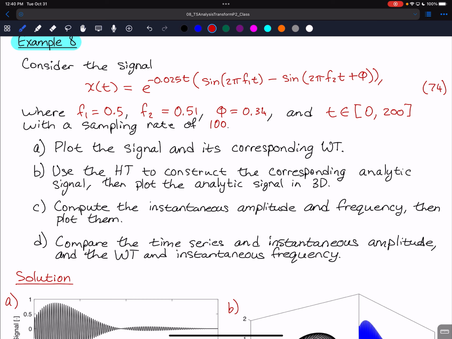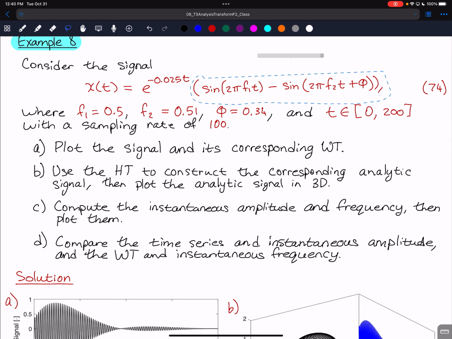Just to confirm that this sign is not in the exponent, right? No, none of this is in the exponent. Here, let me pull that down. Yeah, the exponent of the e to the minus 0.025 t, that is the amplitude of this signal.